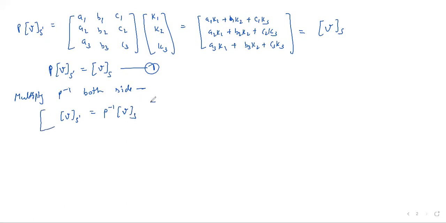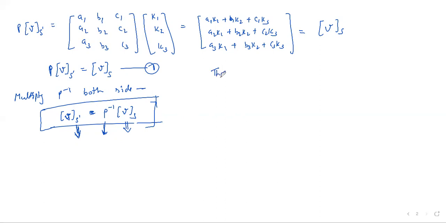Now this is a very important result, as it says that we can find the coordinates of the vector v relative to our new basis by multiplying the inverse of the change of basis matrix from S to S dash with the coordinates of the vector v relative to basis S. So this is a very important result.